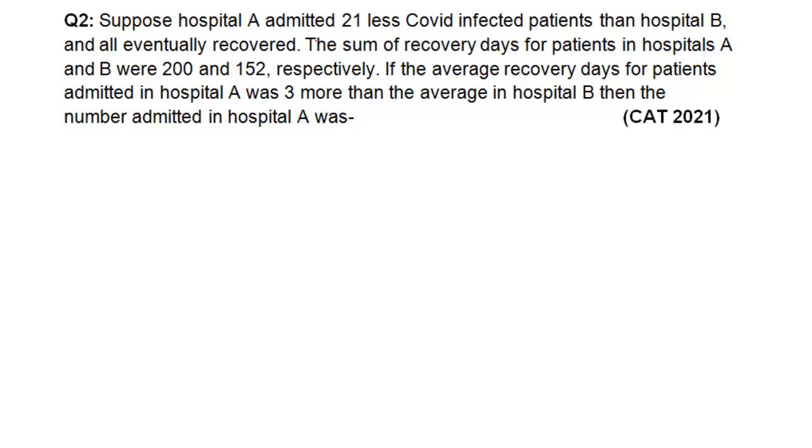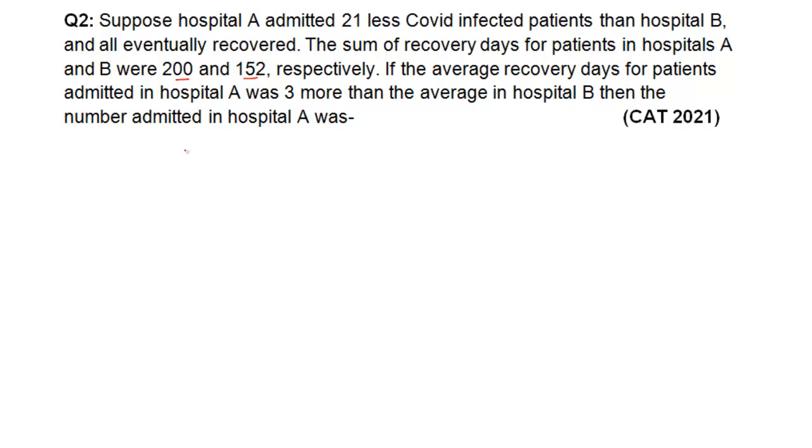Suppose hospital A admitted 21 fewer COVID infected patients than hospital B and all eventually recovered. The sum of recovery days for patients in hospital A and B were 200 and 152 respectively. If the average recovery days for patients admitted in hospital A was 3 more than the average in hospital B, then the number of patients admitted in hospital A was.